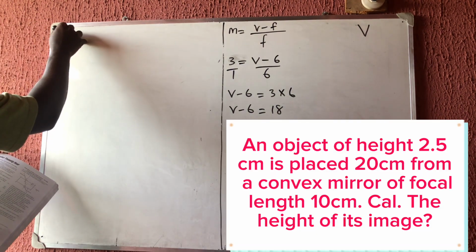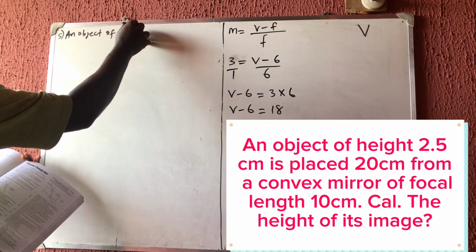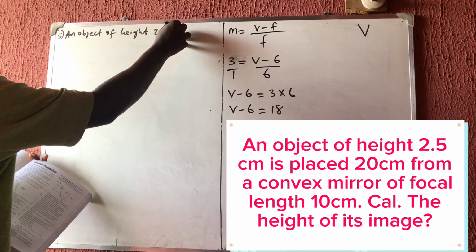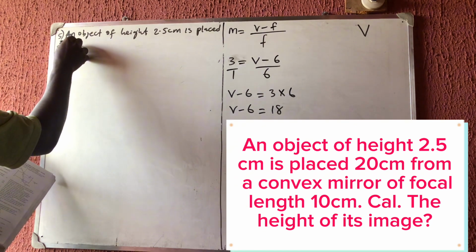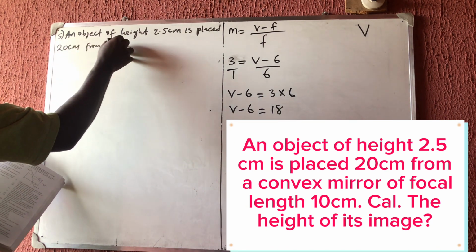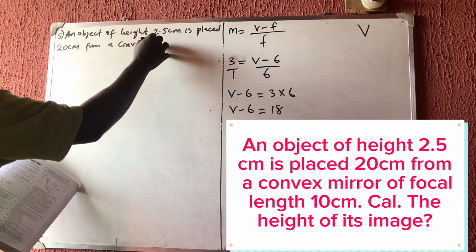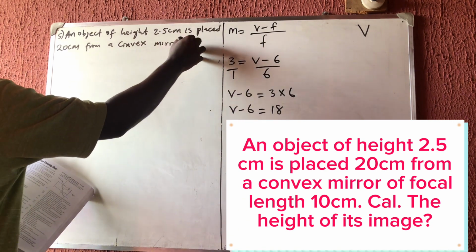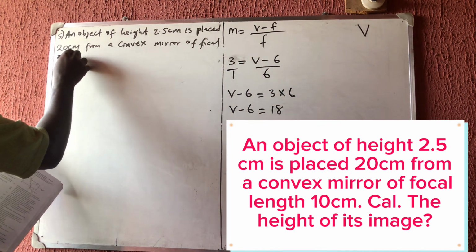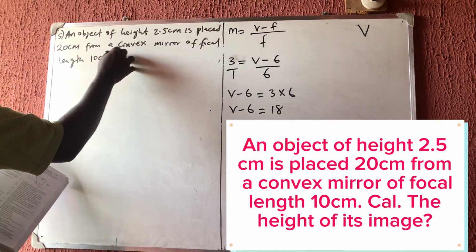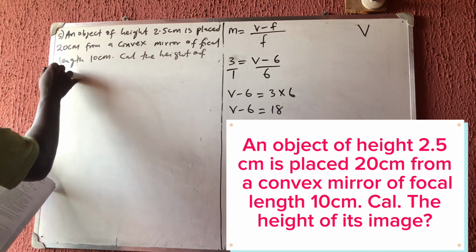Question number 5 said an object of height 2.5 cm is placed 20 cm from a convex mirror of focal length 10 cm. Now calculate the height of its image.